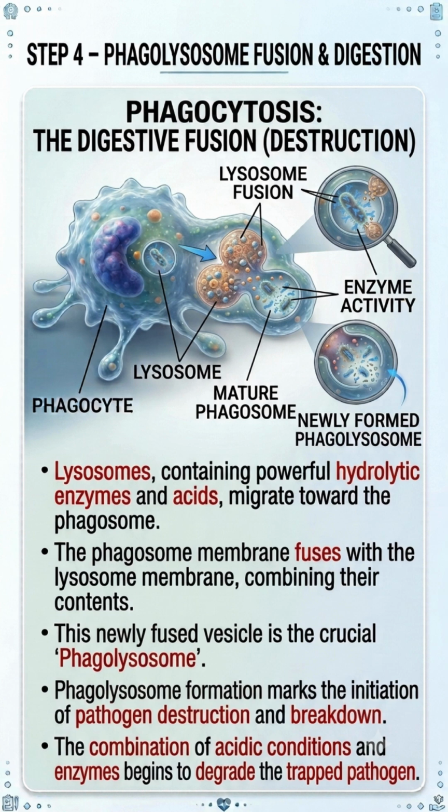Step 4. Phagolysosome fusion and digestion. Phagocytosis, the digestive fusion, destruction. Lysosomes, containing powerful hydrolytic enzymes and acids, migrate toward the phagosome. The phagosome membrane fuses with the lysosome membrane, combining their contents. This newly fused vesicle is the crucial phagolysosome. Phagolysosome formation marks the initiation of pathogen destruction and breakdown. The combination of acidic conditions and enzymes begins to degrade the trapped pathogen.